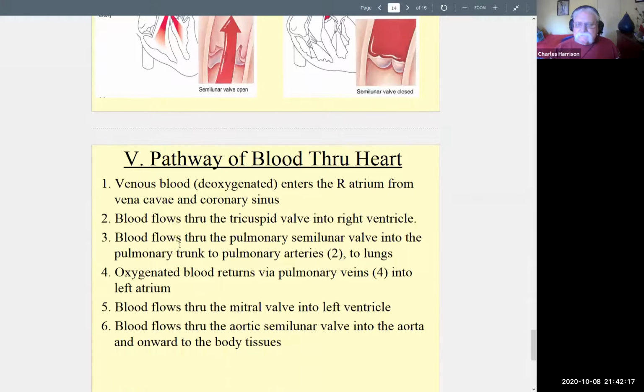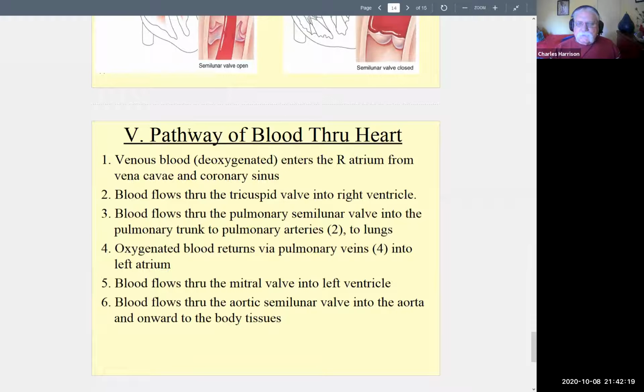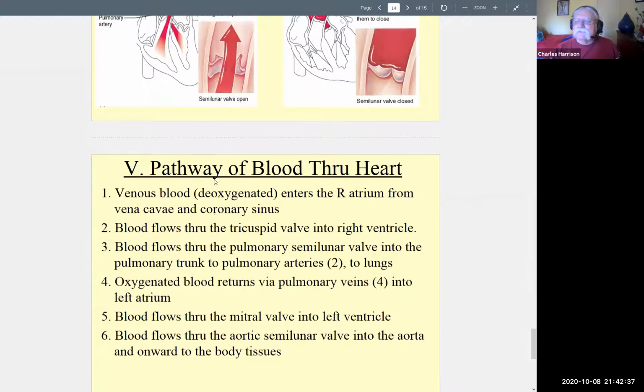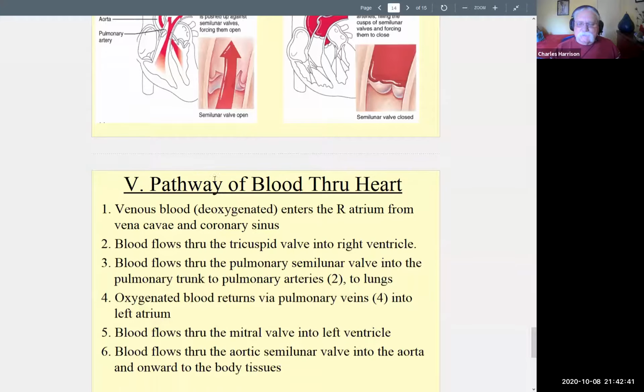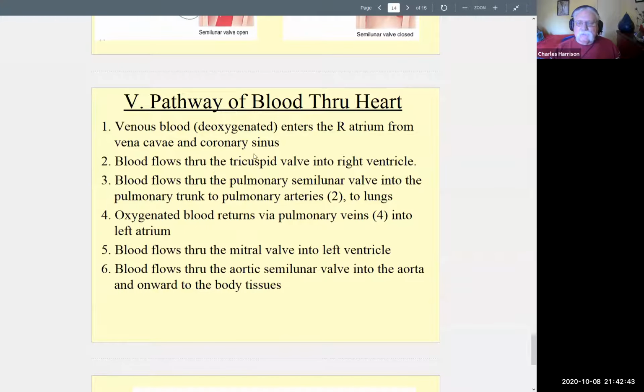Okay, here's the pathway of blood through the heart. We've already said it, but it bears saying one more time quickly. Venous blood, that's the deoxygenated blood, comes back to the right atrium from the vena cava and the coronary sinus. I added that in there. We haven't had a picture of the coronary sinus offered up by this PowerPoint, so I owe you a picture of the coronary sinus. You'll get it in the second half today.